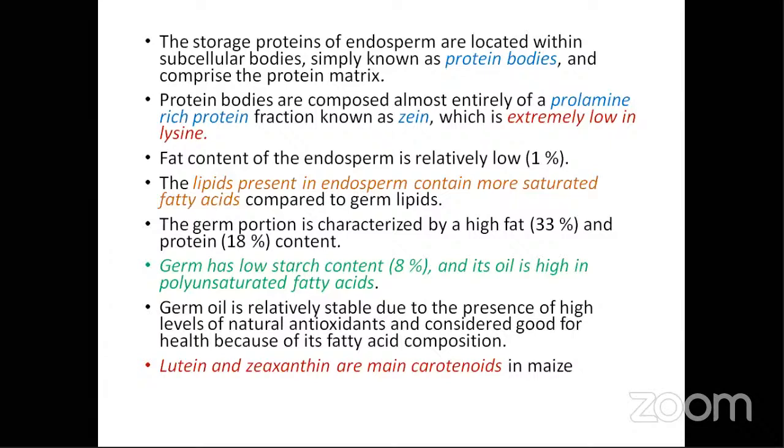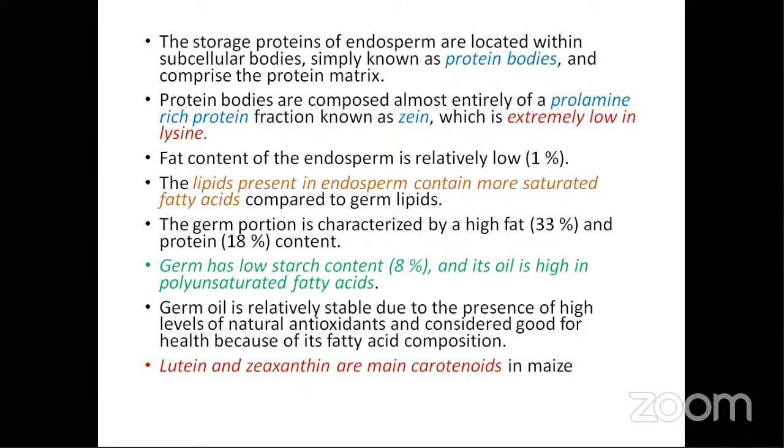So the storage proteins of endosperm are present in subcellular bodies known as protein bodies. These protein bodies are composed of the protein of maize, which is known by the name zein. Different crops have different names for their proteins. Like wheat had glutenin, rice had glutelin, and in case of maize, as its scientific name is Zea mays, the protein is known by the name zein. And again, the same thing, it is deficient in lysine.